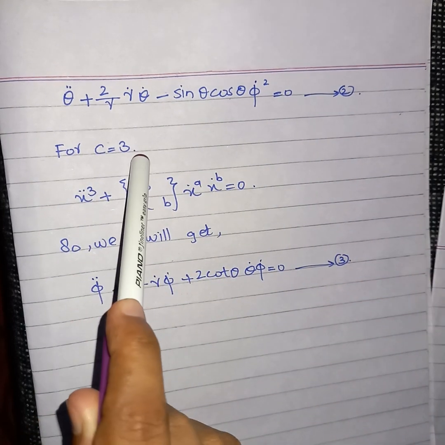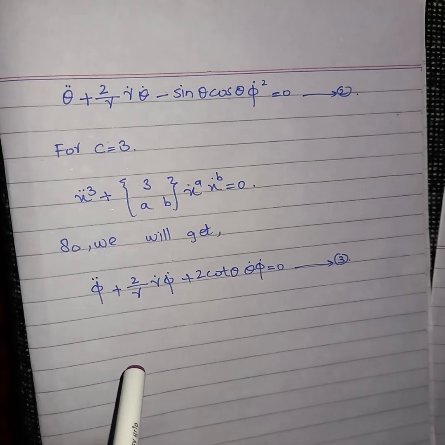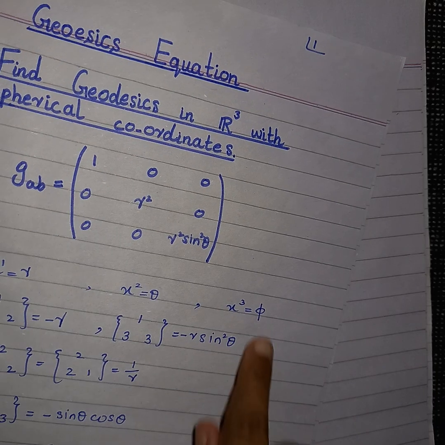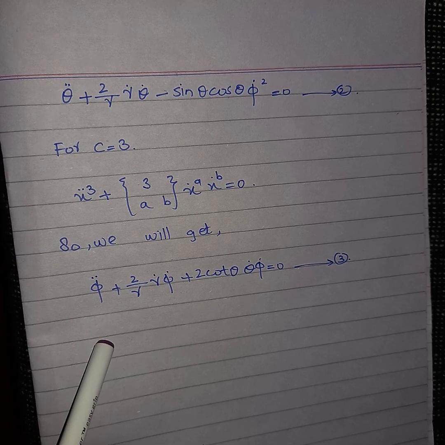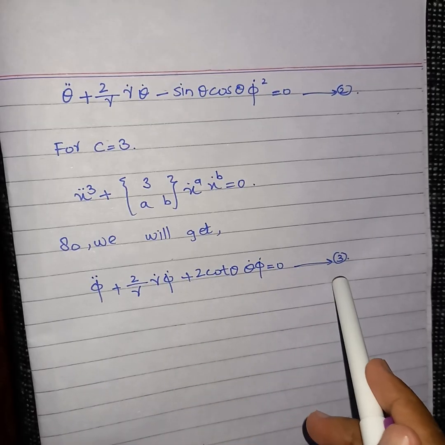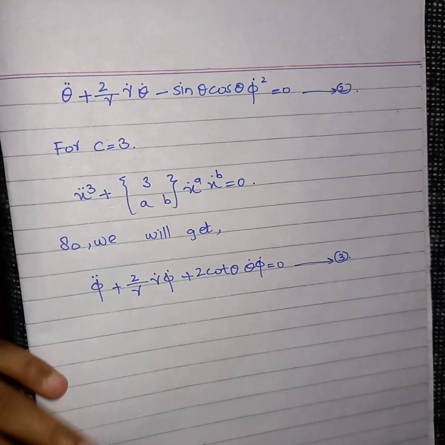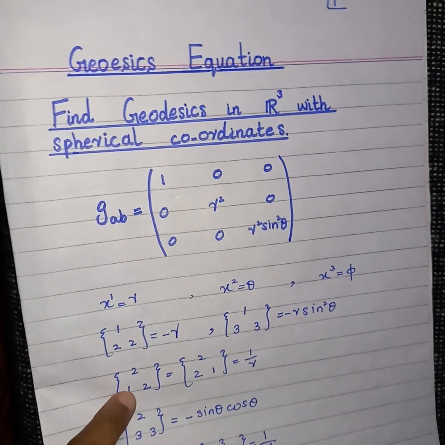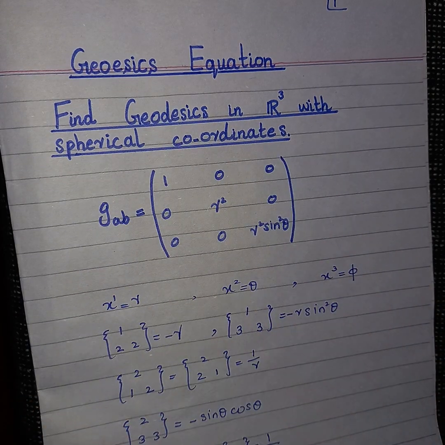Similarly for c is equal to 3, and after using the non-zero Christoffel symbols, we will get the third equation, because here we have x3 double dot, and we know that x3 is equal to phi, so I will get over here phi double dot, and that is equal to this one, and this is equation number 3. Okay, so equations number 1, 2 and 3 are the equations where we have substituted the non-zero Christoffel symbols, and these are actually the 3 equations for the geodesic equation in R3 with spherical coordinates.